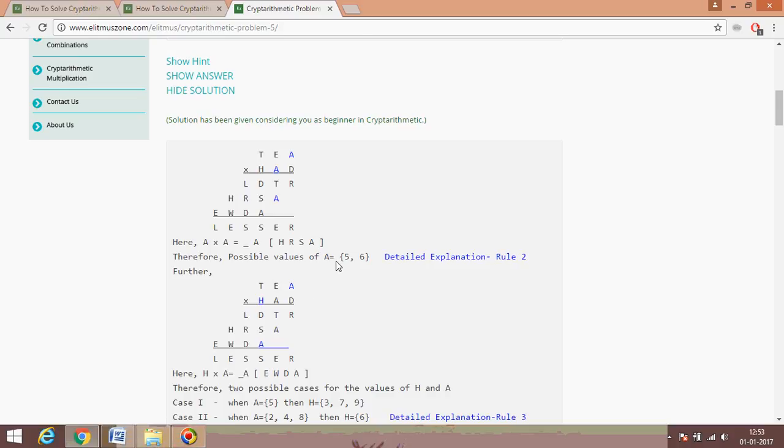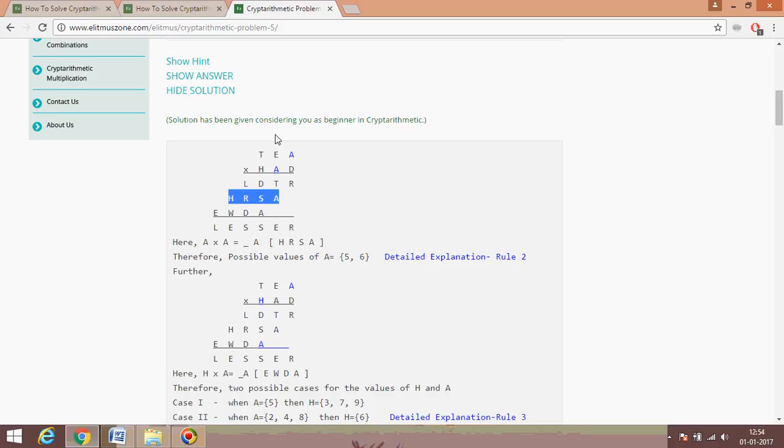Now if you proceed further, just assume you are taking the possible value of A equal to 1. Then it should result in TEA, but here you are getting a different number, HRSA. So TEA cross 1 will be HRSA. Hence you cannot take A equal to 1, because if you multiply any number with 1, the number will remain the same. But in this case you are not getting the same number, right? So the possible value of A cannot be equal to 1.